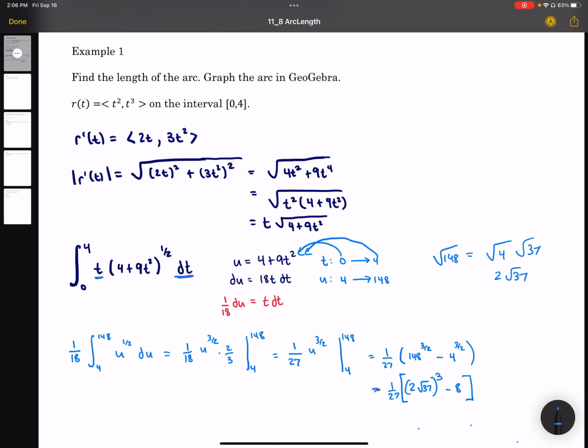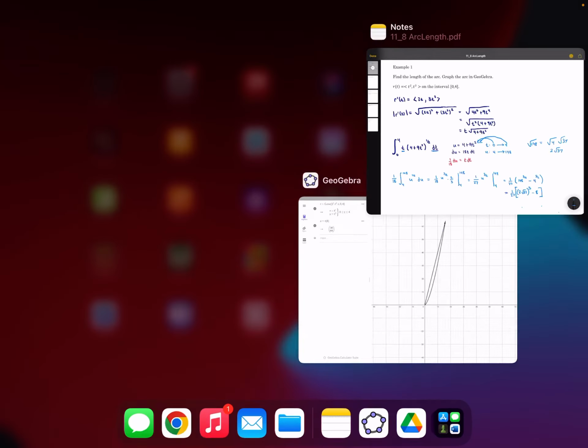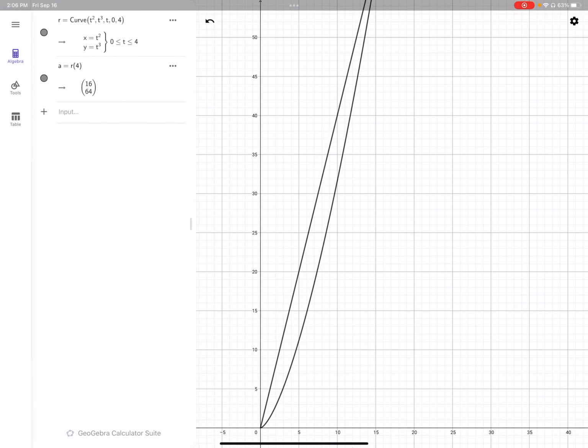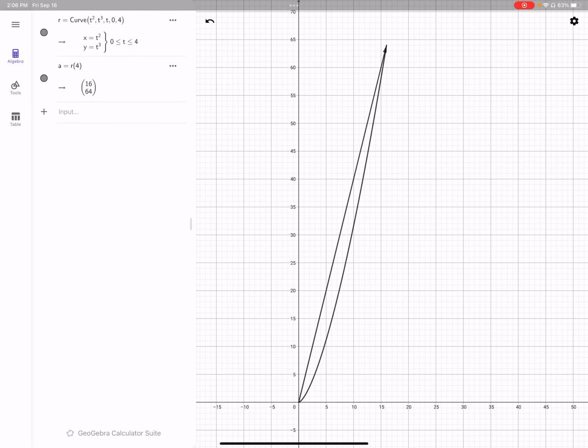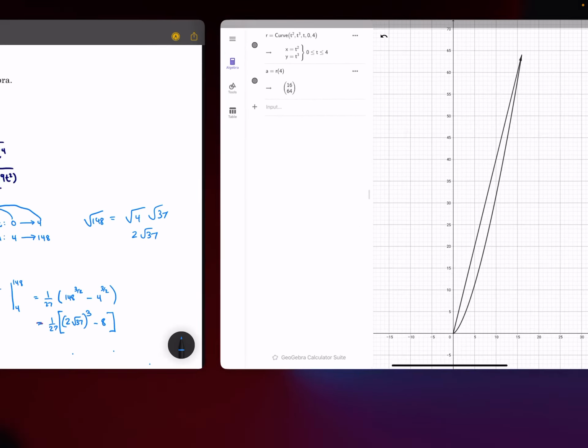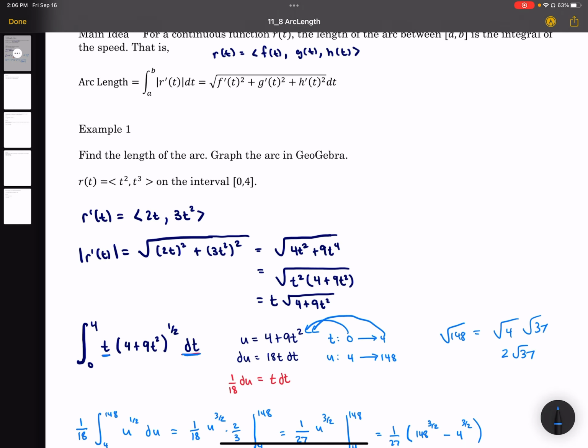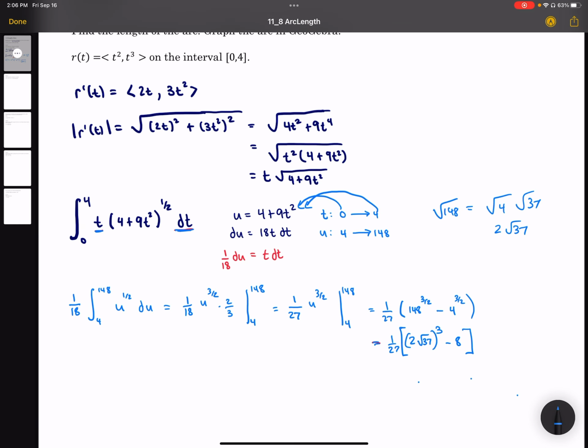But sometimes these don't work out cleanly. That's perfectly fine. But again, all that number represents is the length of this arc, the curved arc, not the actual line. So sometimes they work out cleanly, nice round numbers. Sometimes they do not. But the integration is what is important.